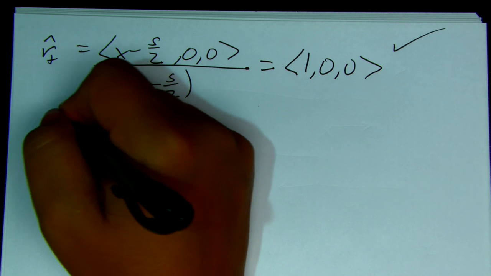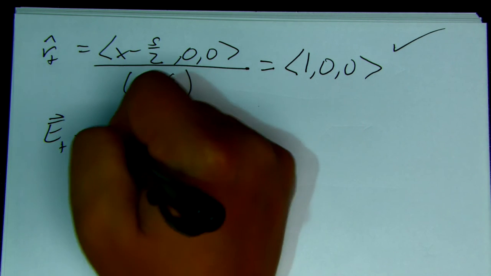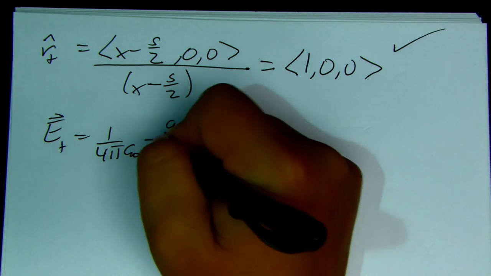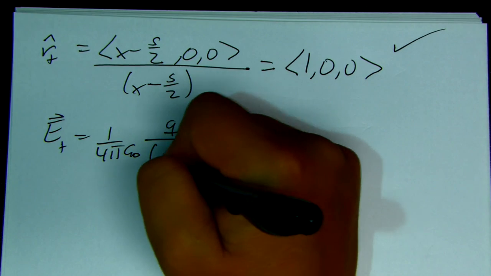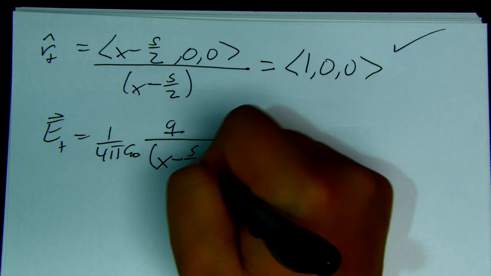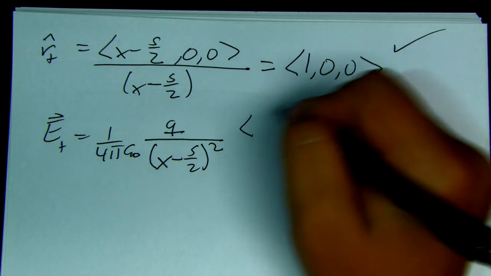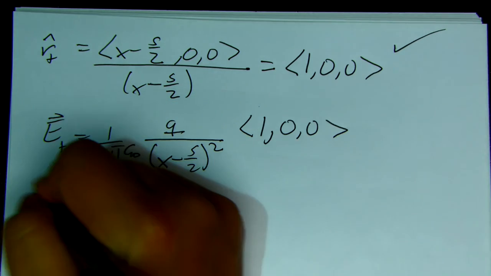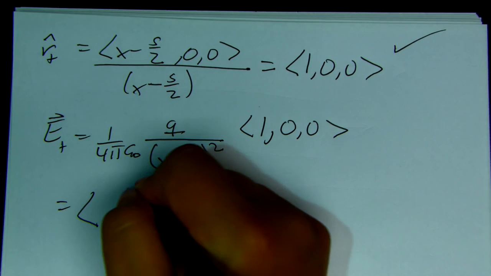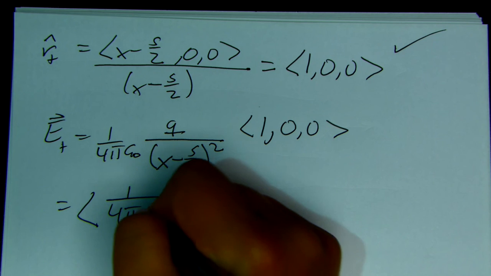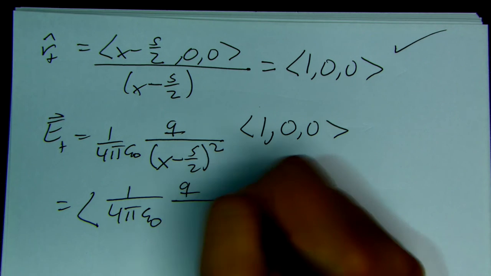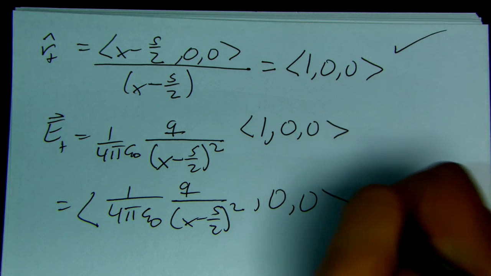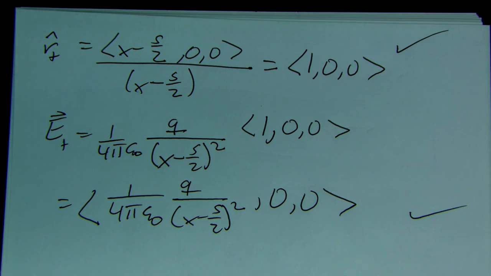So we can plug this in for E positive. So this is 1 over 4 pi epsilon naught q over the magnitude of r squared, so that's x minus s over 2 quantity squared, times r plus hat, which is 1, 0, 0. And if we were to write this in vector form, we would have 1 over 4 pi epsilon naught q over x minus s over 2 quantity squared, 0, 0. All right, so E plus done.